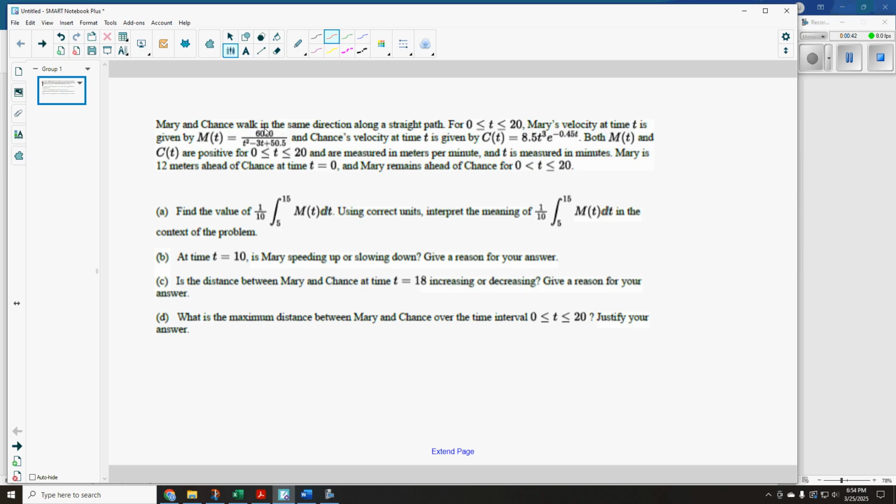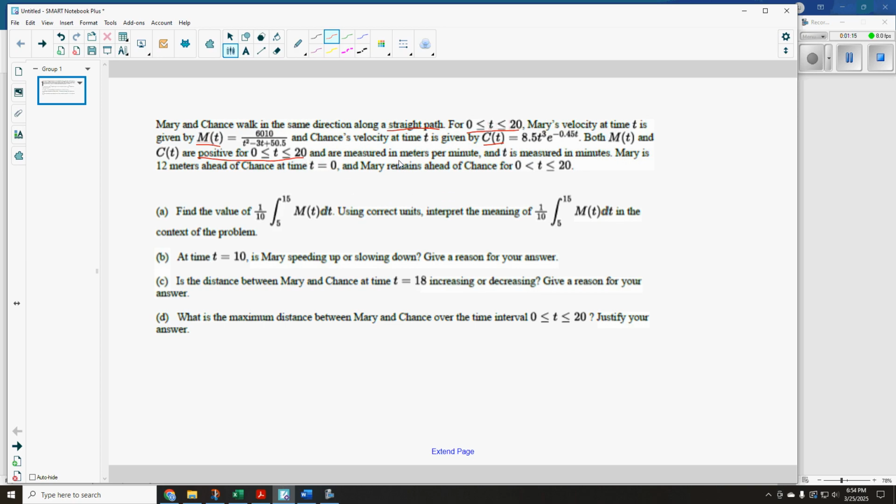So Mary and Chance are walking in the same direction along a straight path. So we're looking at motion along a line, so it's a straight path. We're looking at t between 0 and 20. They're giving me Mary's velocity, m of t, and they're giving me Chance's velocity, c of t. And they're telling me that both velocities are positive. That's important for t between 0 and 20.